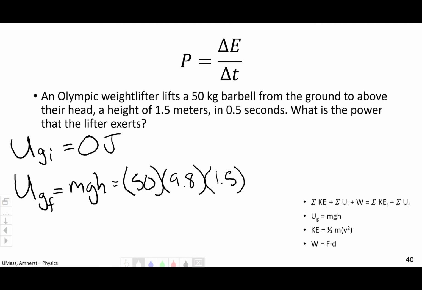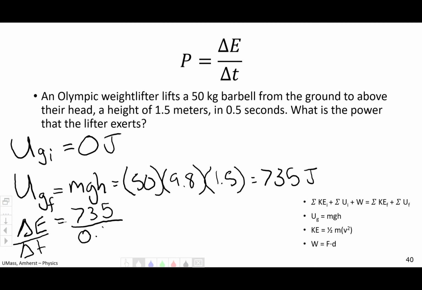okay, 50 times 9.8 times 1.5 gives us 735 joules. So our change in energy is from 0 to 735, meaning 735, not 737, 735, divided by the time of 0.5 seconds, giving us a total power of 1,470 watts of power.